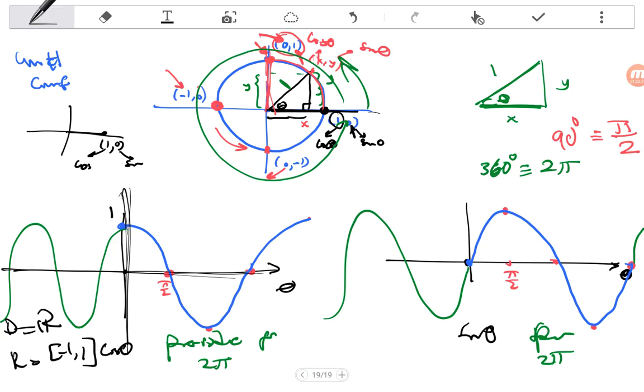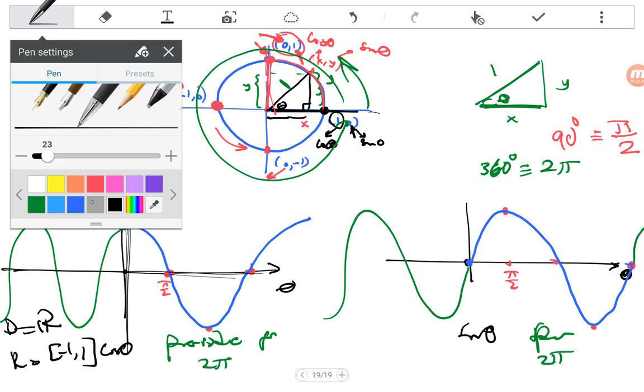Okay, the graph is bounded by -1 and 1. The graph of sine theta and cosine theta both are bounded from -1 to 1. Okay, another property.